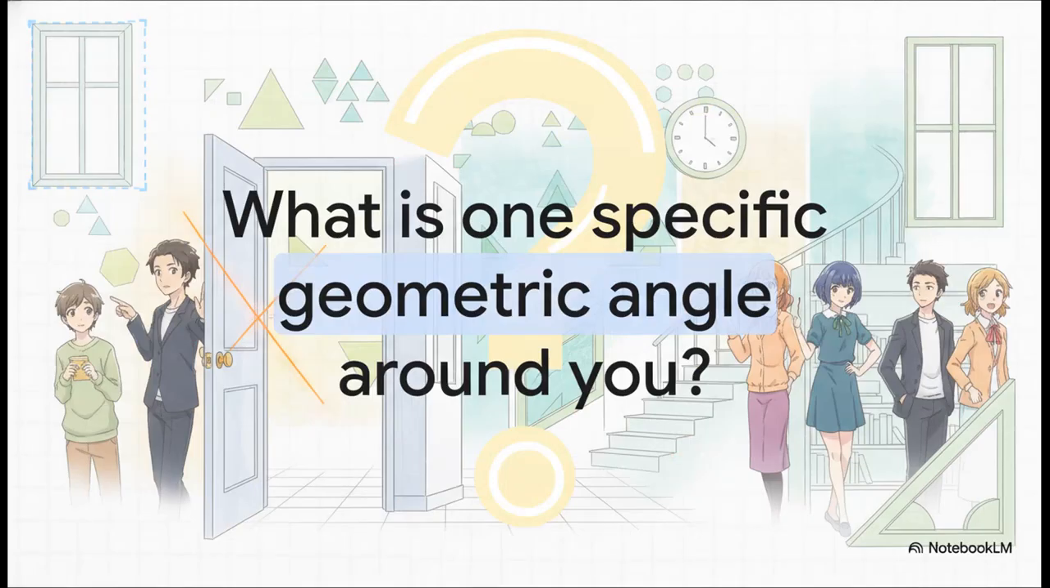As we wrap up this explainer, I've got a challenge for you. Look around your room again. What is one specific geometric angle hiding in plain sight right now? Is it the 90-degree corner of your phone screen? Now ask yourself this: what would happen to your house, or the bridges you drive on every day, if those angles were off by just a single degree? It's kind of a crazy thought, right?